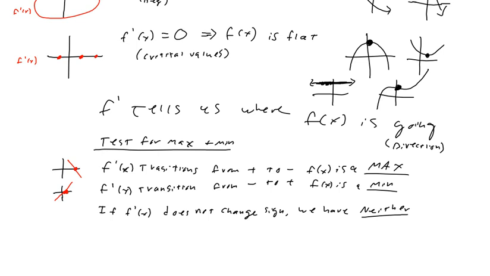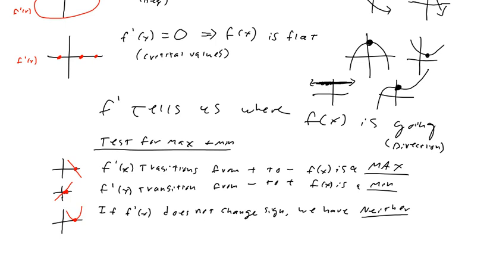If f prime does not change sign, we could have something like this, where we have f prime going positive, touches on the 0, and then remains positive. This is what the derivative graph could also do. Our derivative does touch 0. We do have a critical value right here, but the derivative graph does not change signs. We go from positive, and we're staying positive.